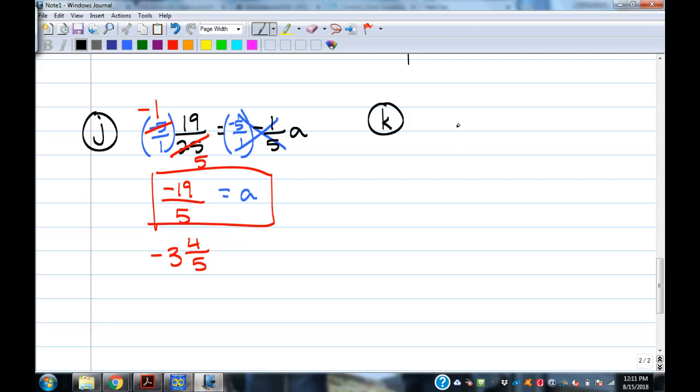Let's do this one. Negative 2/25 equals 2/5 V. See if you can do that one on your own.